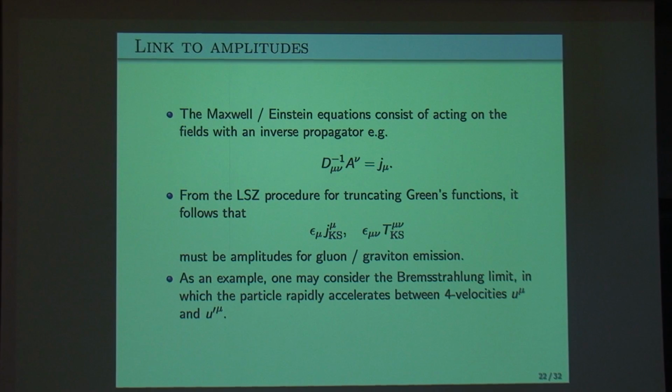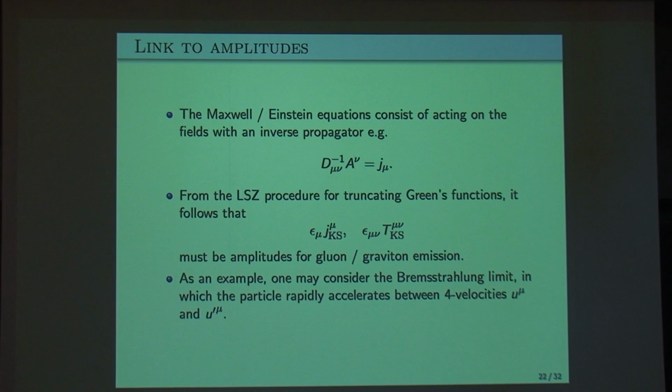And if I compare that to the NSZ procedure for truncating Green's functions, then that means that, well, first of all, what is this thing? That is some off-shell field at a point x, which tells me what the field is due to some particle, possibly radiating stuff to that point x. If I then truncate it with this inverse propagator, that gives me an amplitude. So it tells us that if I take these currents and I contract with polarization vectors or tensors, those must be the amplitudes for gluon or graviton emission.